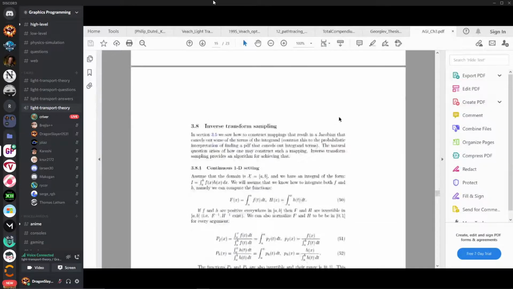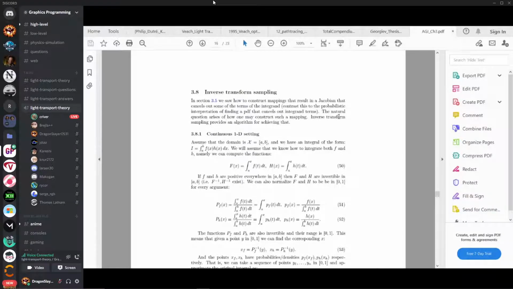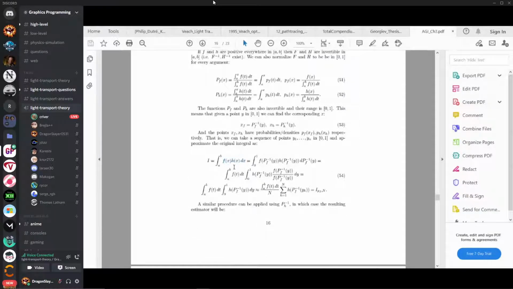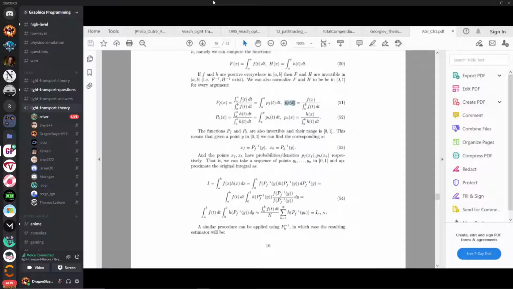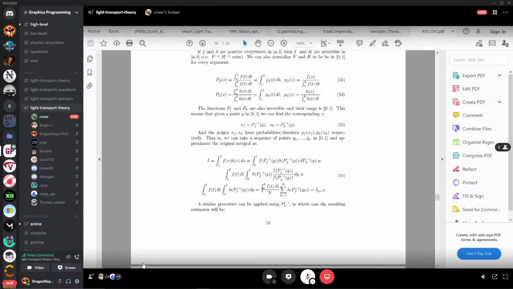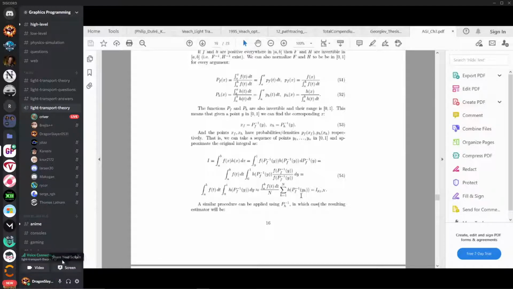Okay, if there are no questions, we can go to inverse transform sampling, which is what we use to construct this transformation I talked about. So if you have an integral like that, how can I get rid of that part? If I find a probability function that is f of x divided by this, then by the simple fact that my estimator would be fh divided by pf, this would get cancelled out. You would get an estimator that just has h in it.